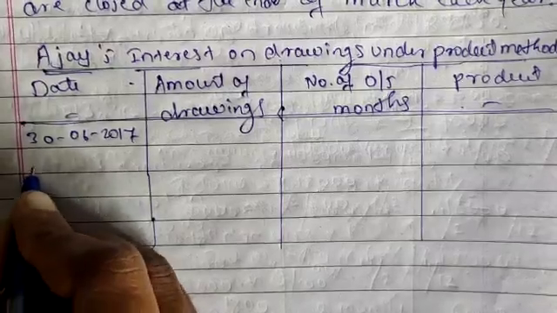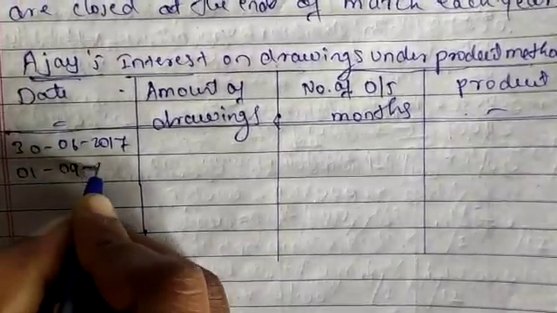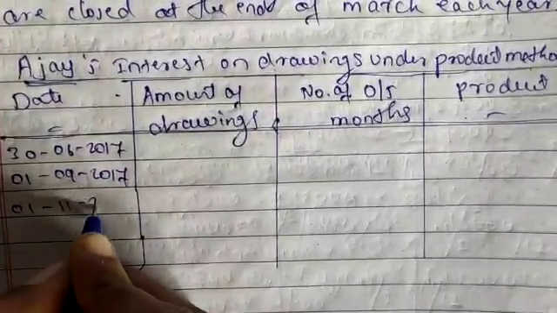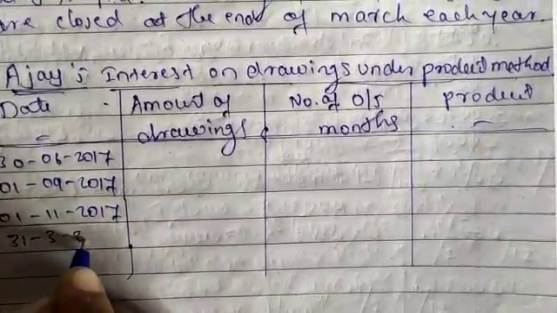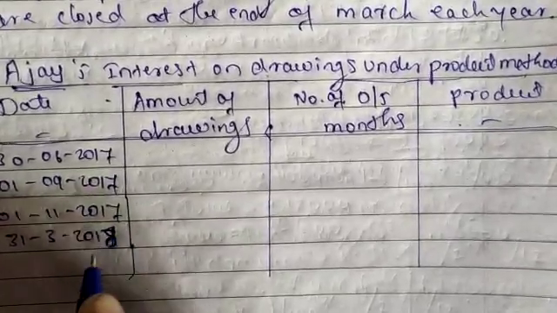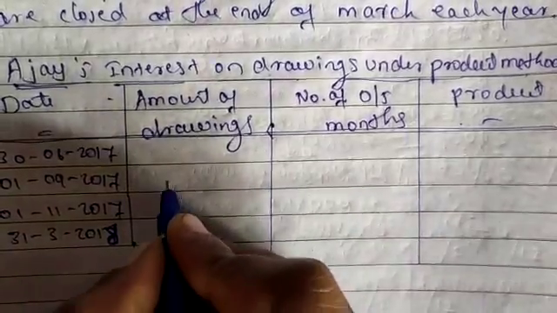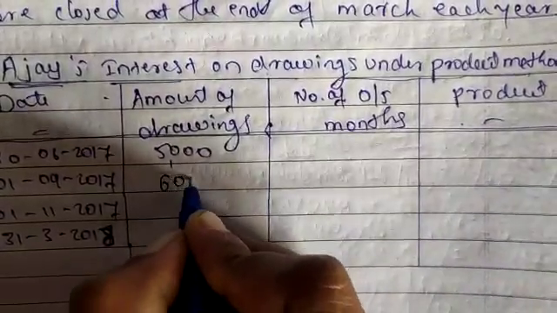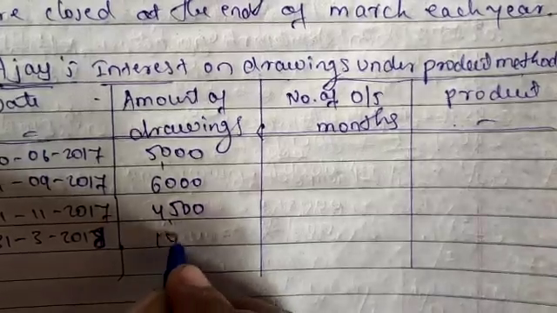30th/6/2017. Next one 1/9/2017. 1/11/2017. And last one 31st/3/2018. Like this, here 18 you have to take, not 17. Next year 18. So the amounts of drawings are 5,000, 6,000, 4,500 and the last one 1,000.